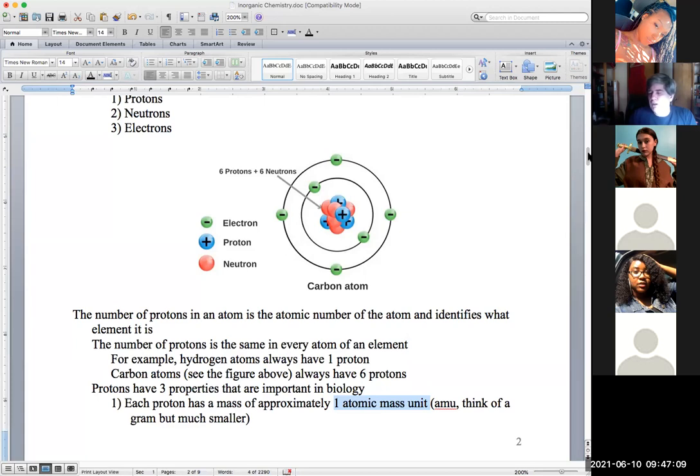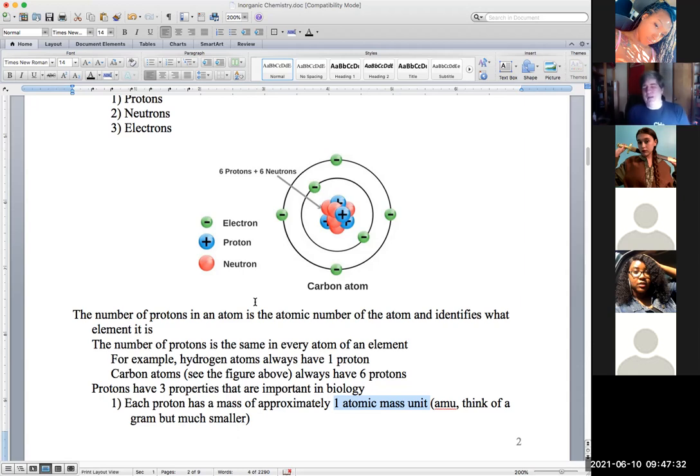So when we look at neutrons, they're in the nucleus, like the protons. They have a mass that's about the same as the protons, but there's one crucial difference. If we look at the neutrons, notice the neutrons don't have a plus sign or a negative sign in them. Neutrons are electrically neutral. They have a charge of 0.